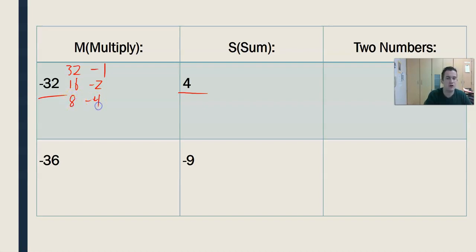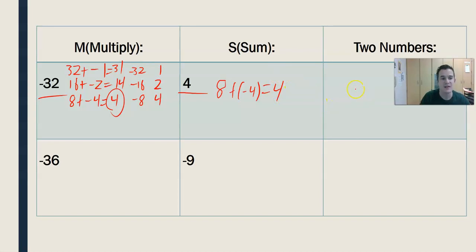8 and -4. I think that's all of them. And then I'd have -32 and +1, -16 and +2, -8 and +4. Notice my two columns of numbers here where the signs switch. 32 plus -1 is 31. 16 plus -2 is 14. 8 plus -4 is 4. So my two numbers that multiply to make -32 and add up to 4 are 8 and -4.